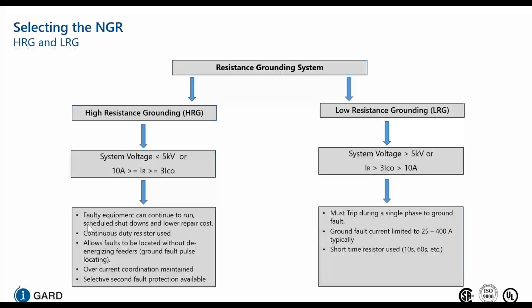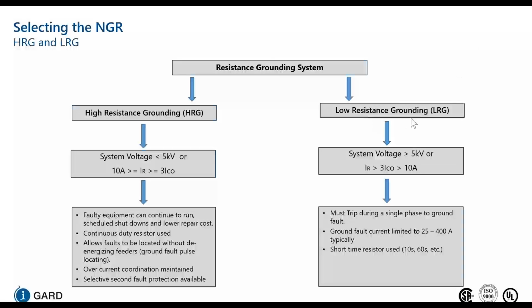This means that you don't have to open up doors and introduce a hazard when you're looking for a ground fault. You can actually locate the presence of a ground fault or the location of a ground fault with the doors closed. So your electricians looking for the fault can do it in a safe manner. Overcurrent coordination is maintained, and selective second ground fault protection is available.